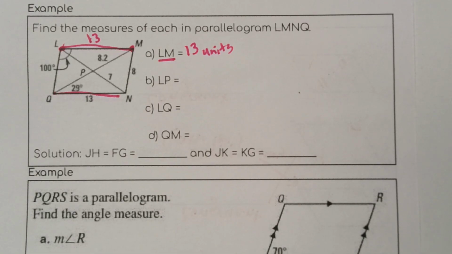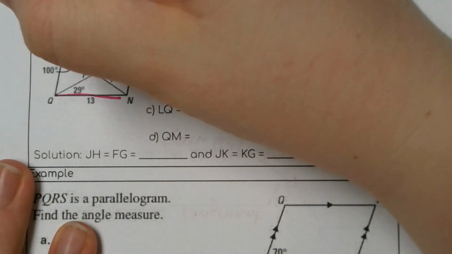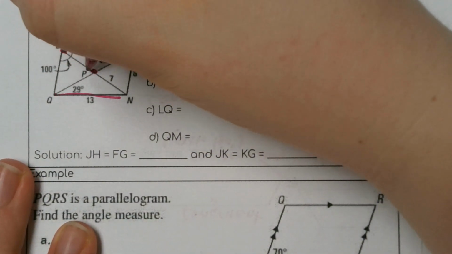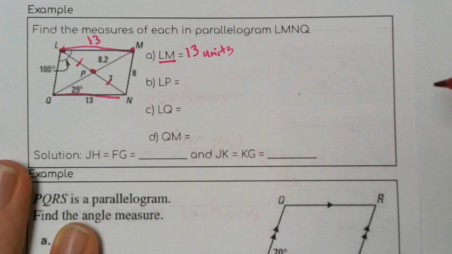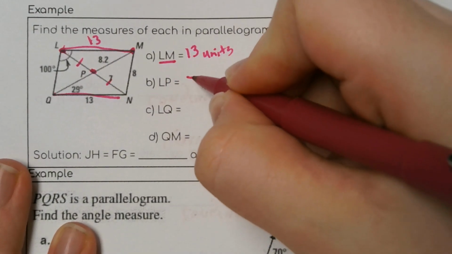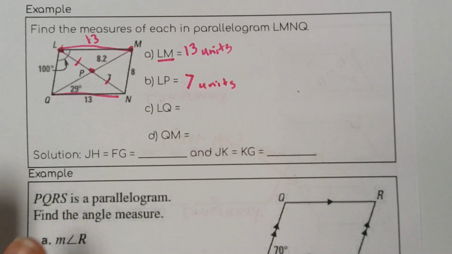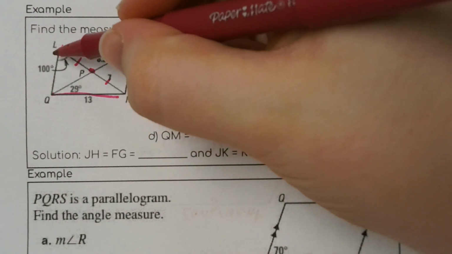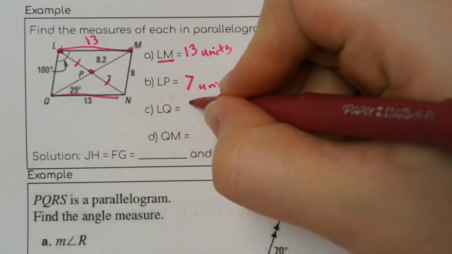Okay. Then we want to find LP. So L to P is this half of the diagonal. Well, we know that this half of the diagonal matches the other half. They are congruent, so that would be 7 units. Okay, then we have LQ. LQ matches the opposite side, which is 8 units.